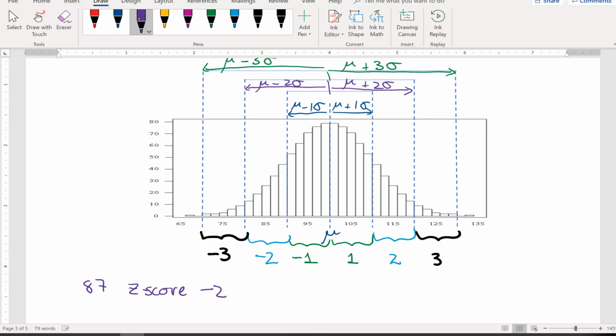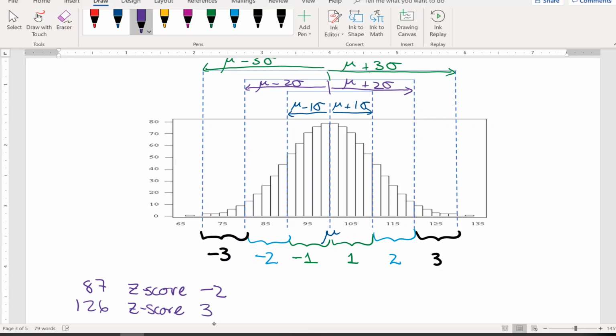Let's take a look at one on this side. Let's suppose you have a data value of 126. Now let's take a look at its z-score. It would have a z-score of 3 because it's in this range here, where you are within 3 standard deviations from the mean. So its z-score would be 3.